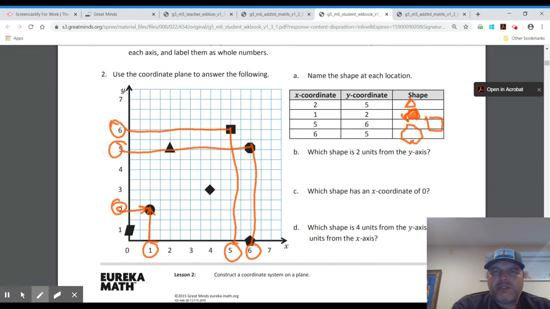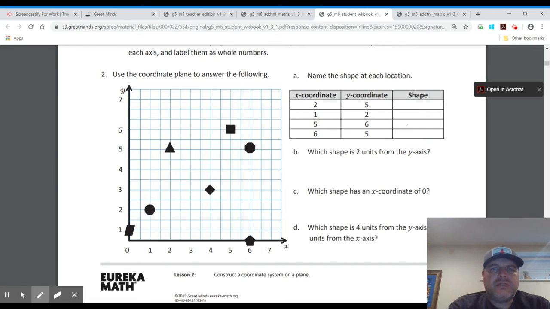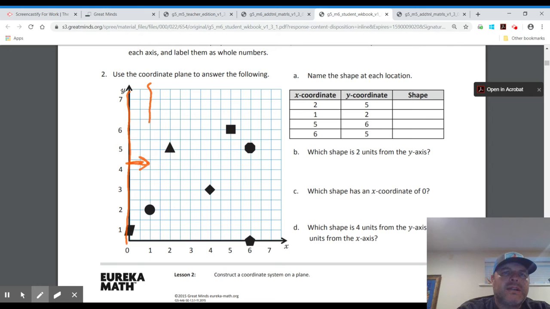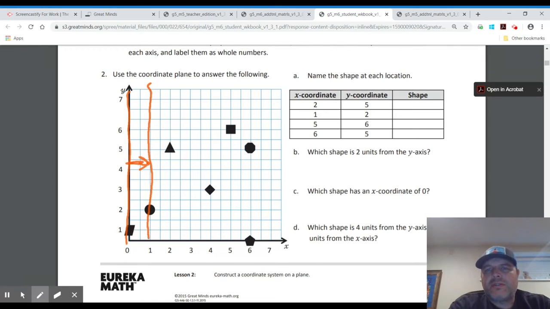Now it says which shape is 2 units from the y-axis. So if we look, let's go ahead and erase these. Okay. So which shape is 2 from the y? So this is y. It wants us to go over 2 units away. So 2 units is this line. And let's see, what is on this line? This is 2 units away. And you can see our circle. So the circle is the one that is 2 units from the y-axis.